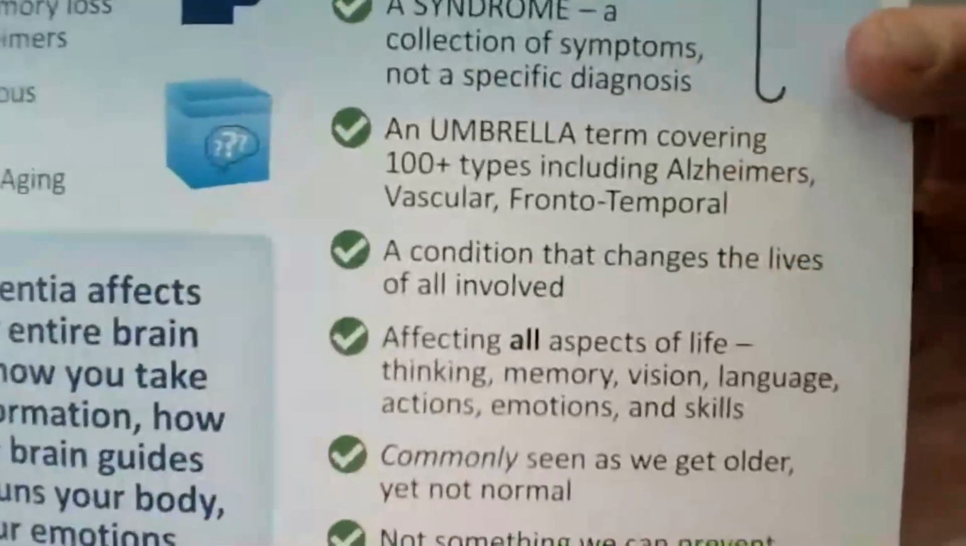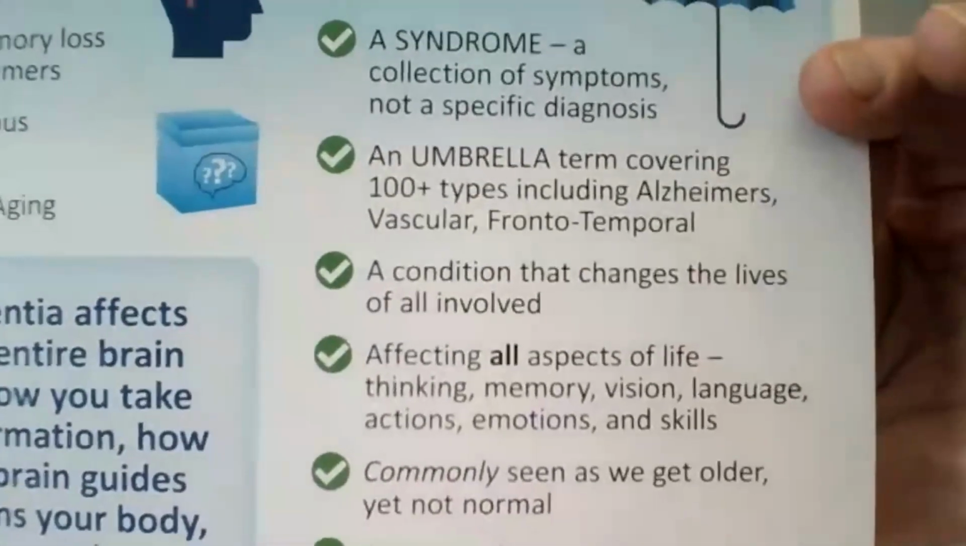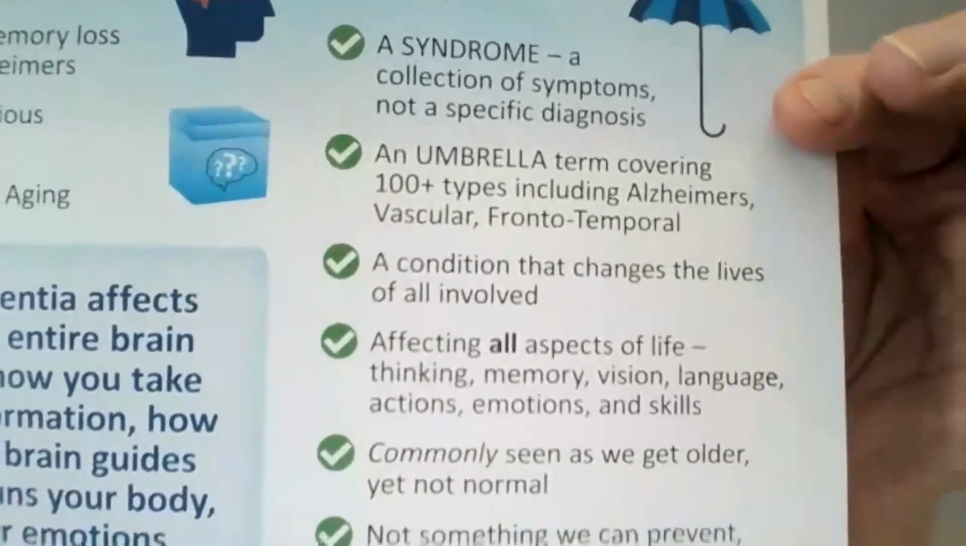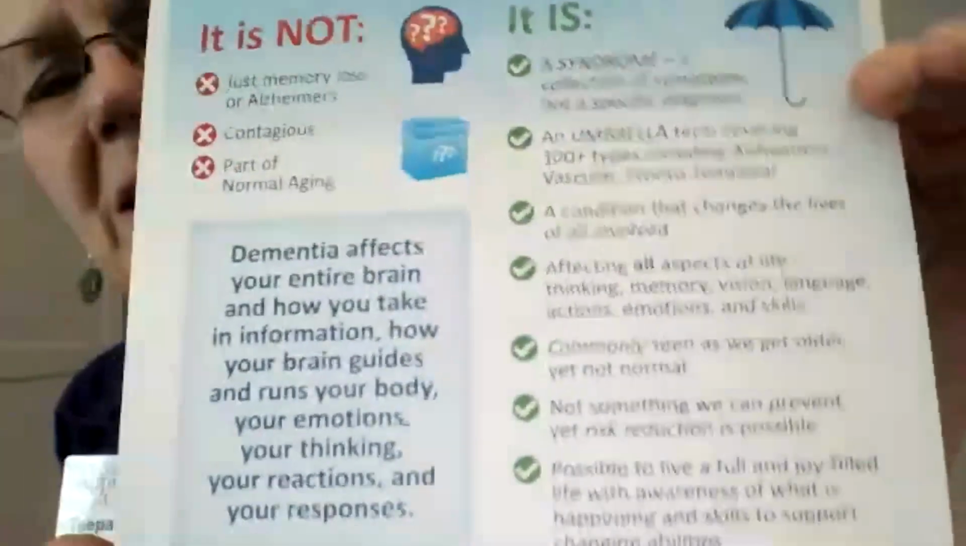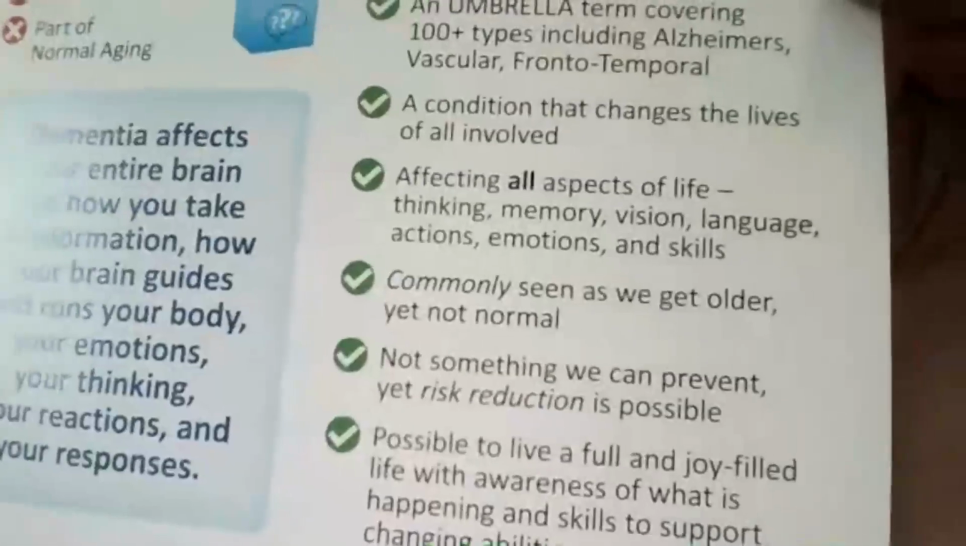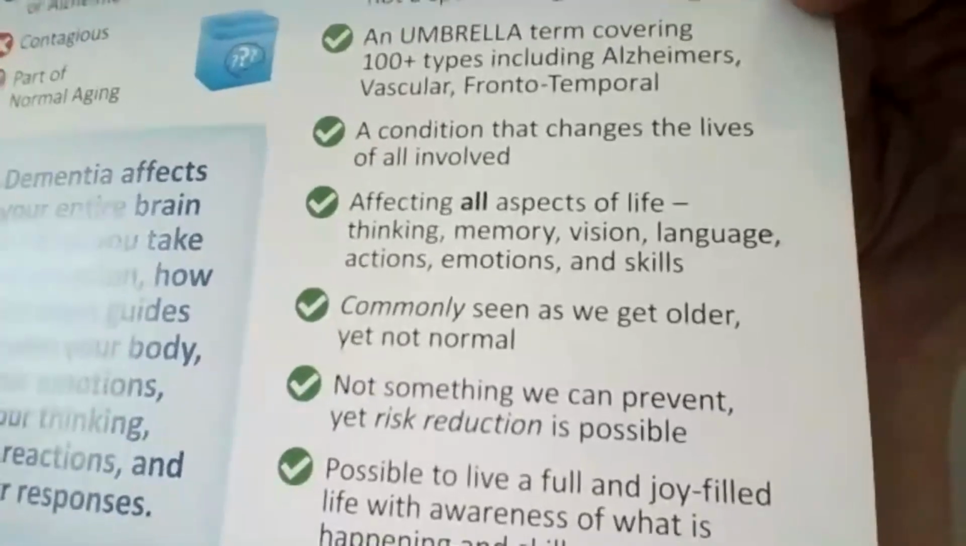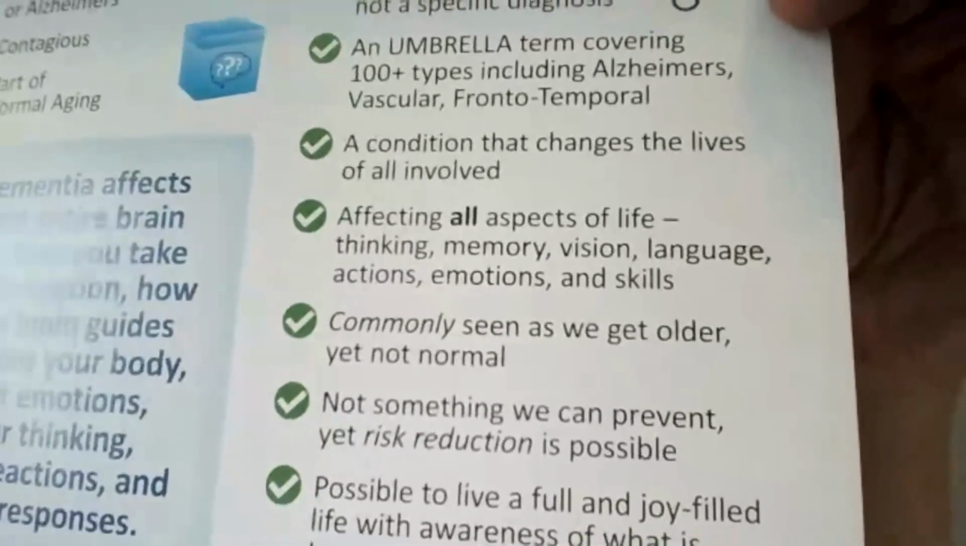Now, it affects all aspects of life. Why did we emphasize all in that one? What do you think that's about? Why all these things are going to be affected? All aspects of life. What's the most common thing people say when they say dementia and Alzheimer's? Memory. What else is it going to bother? Your thinking. What else? This is helping folks realize it's all aspects, vision and language and actions and emotions, and not just memory.